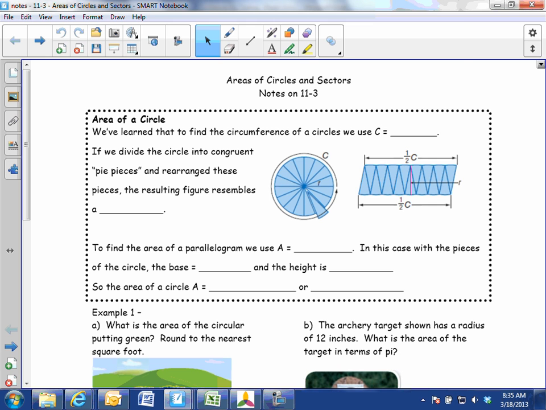So area of a circle. Where we want to find the circumference of a circle, what do we use? 2 pi radius, 2 pi r, or what's our other one? Pi times diameter. Yep.